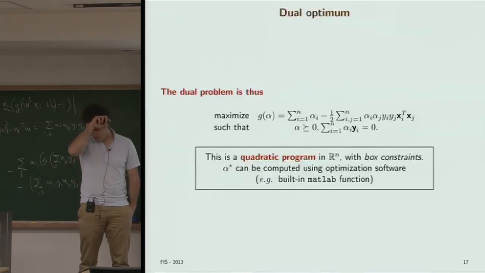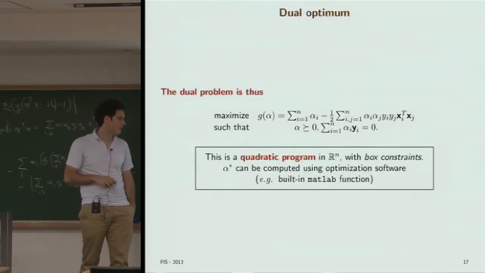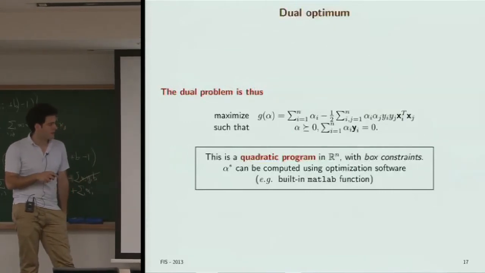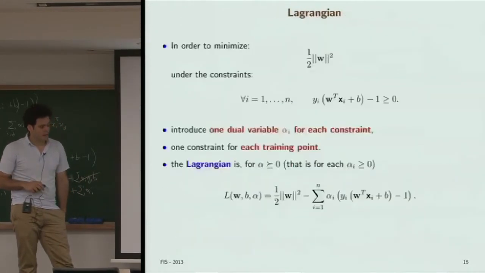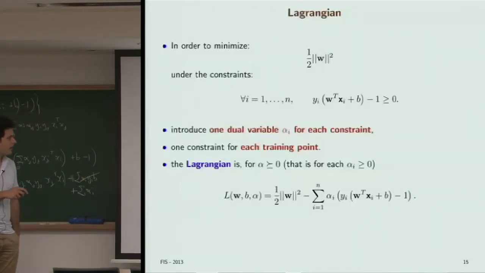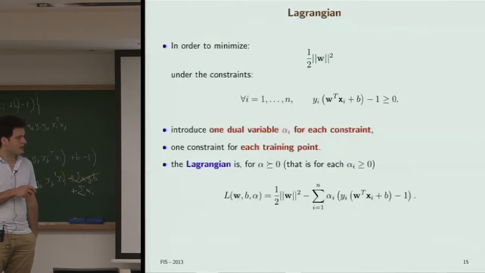So if you look at this, what is the main difference between this and this? Well, here you have as many constraints as you have data points. So if you have 100,000 points, we have 100,000 constraints.